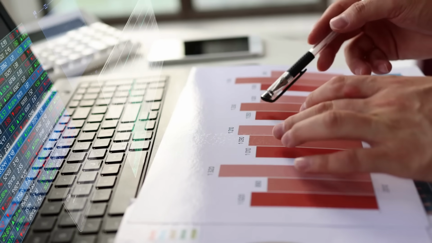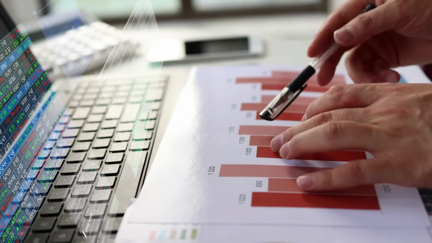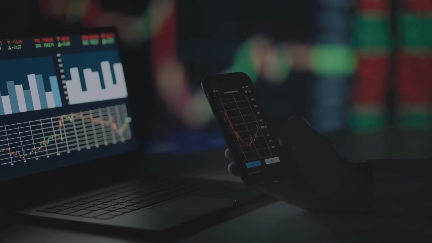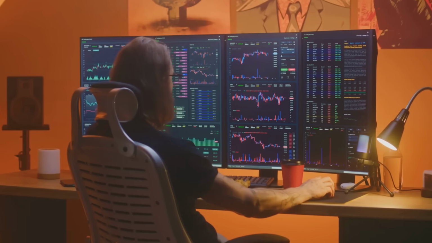Technical analysis is a must-have skill for any trader. Master charts, trends, and indicators to navigate the market confidently. Ready to put your knowledge into action?